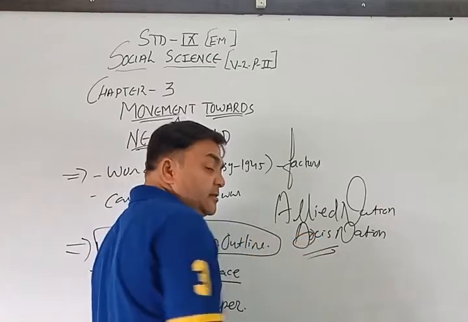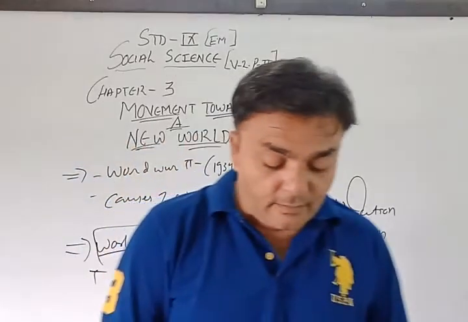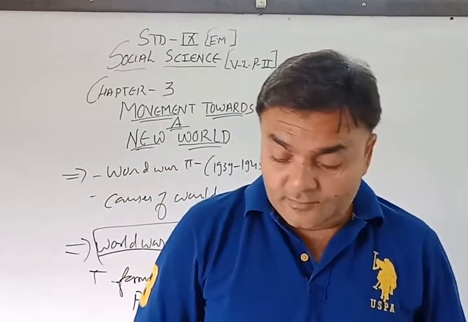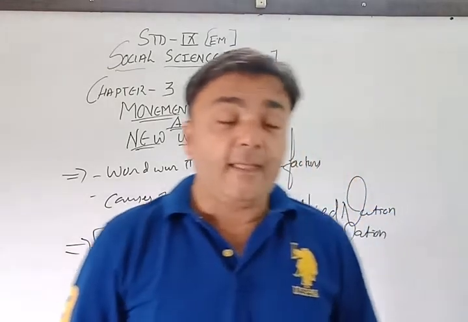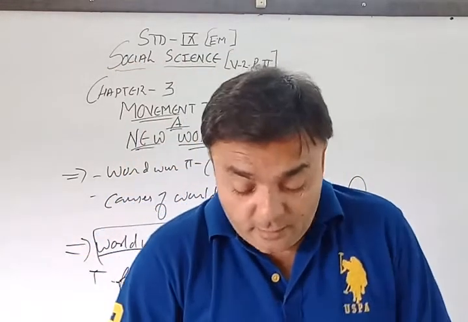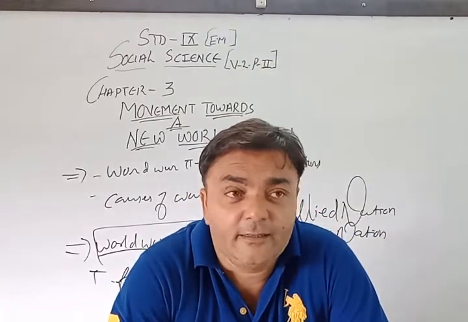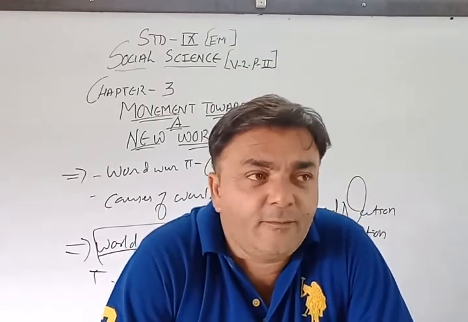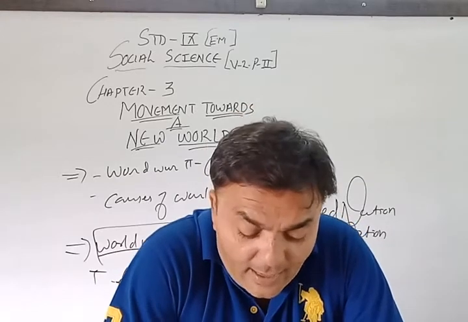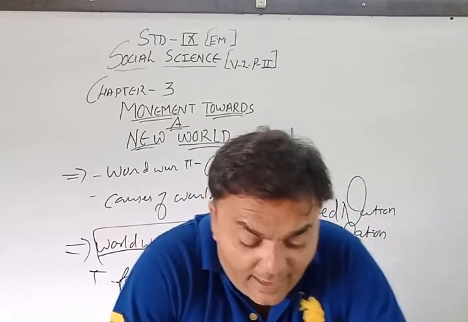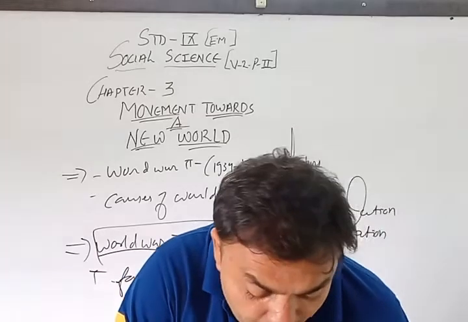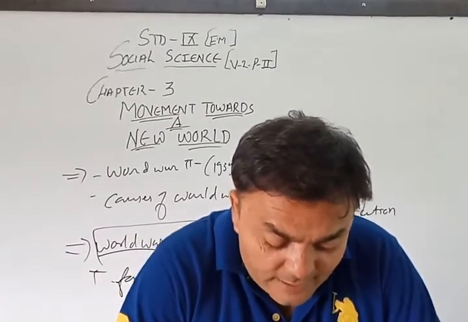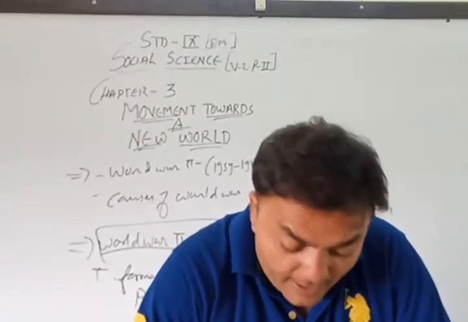This is Axis, not Axis Bank. I know my student will say, sir, Axis Bank. No, it's Axis and Allied. Two groups are there. Allied nations stands for England and France, etc., and Axis comprising of Germany, Italy, and Japan.